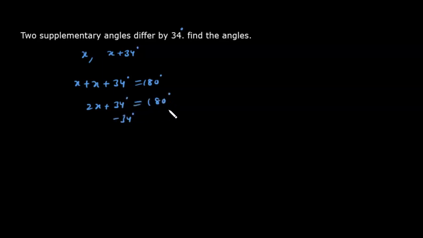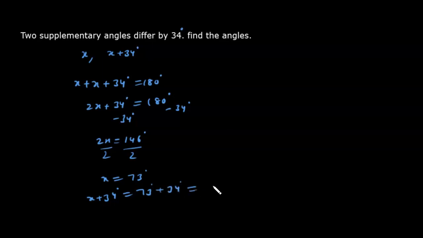We can subtract 34 from both the sides. This is 146 degrees. Dividing both the sides by 2, x is 73 degrees. Then the other must be x plus 34 degrees. That is 73 plus 34 equals 107 degrees. So the two angles are 73 degrees and 107 degrees.